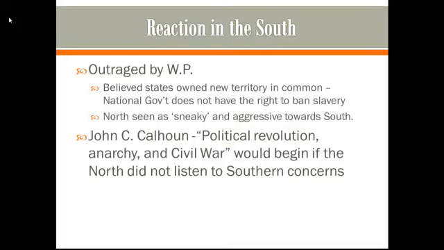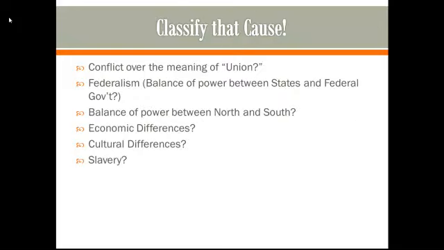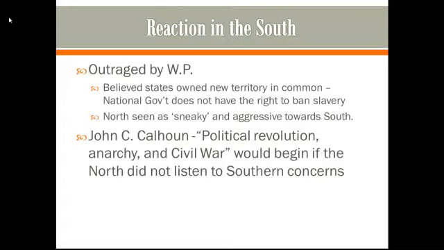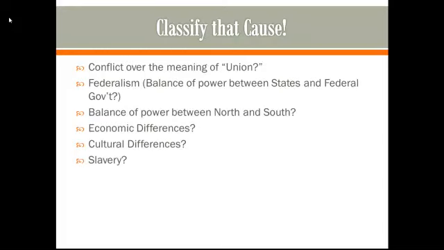And so this Wilmot Proviso, in a lot of ways, tells us something about the conflicts between North and South. It tells us that this is about slavery. It's about balance of power. But it's also a conflict about states and the federal government. Who owns these new states? Who owns this new territory? And does the national federal government have the right to ban slavery? And so the Wilmot Proviso is another really great example of how tensions and mistrust between North and South continue to develop as new territories are brought into the country.